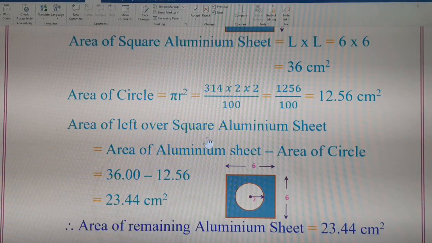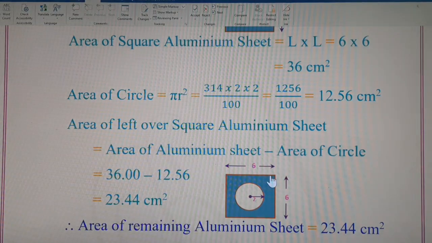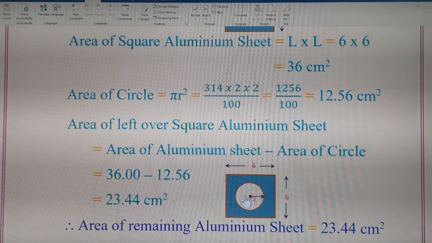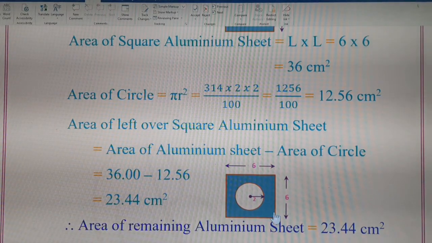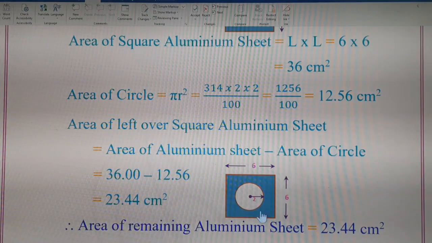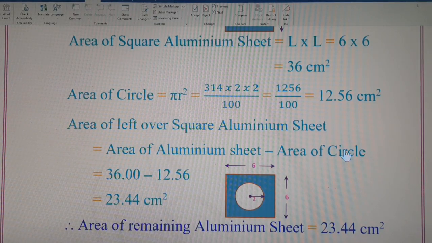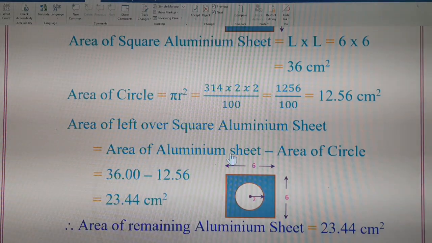Now we have to find out the leftover area in the aluminum sheet. So from the square aluminum sheet, the circle is cut out. That means area of the aluminum sheet minus area of the circle, we'll get the leftover area of the square aluminum sheet. So we'll write down the formula as area of leftover square aluminum sheet is equal to area of aluminum sheet minus area of circle. The area of aluminum sheet is 36 centimeter. So here I have written as 36.00.